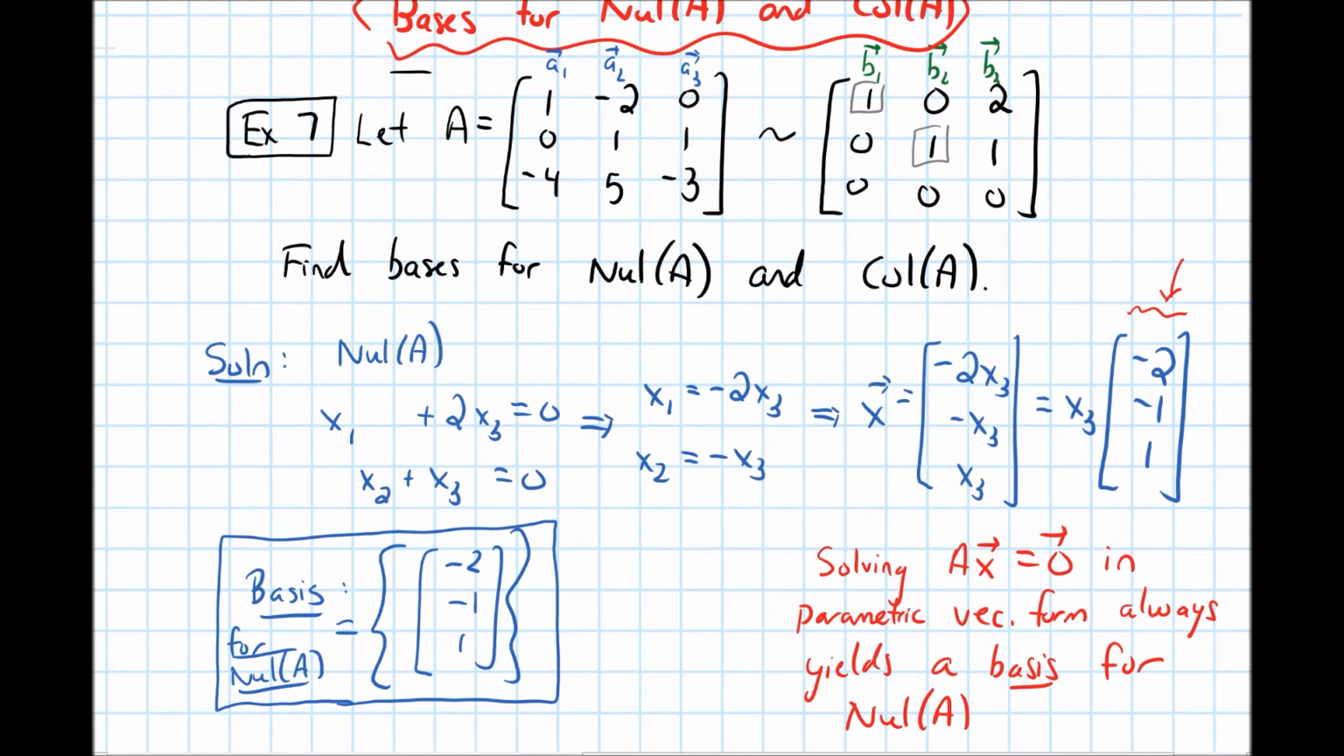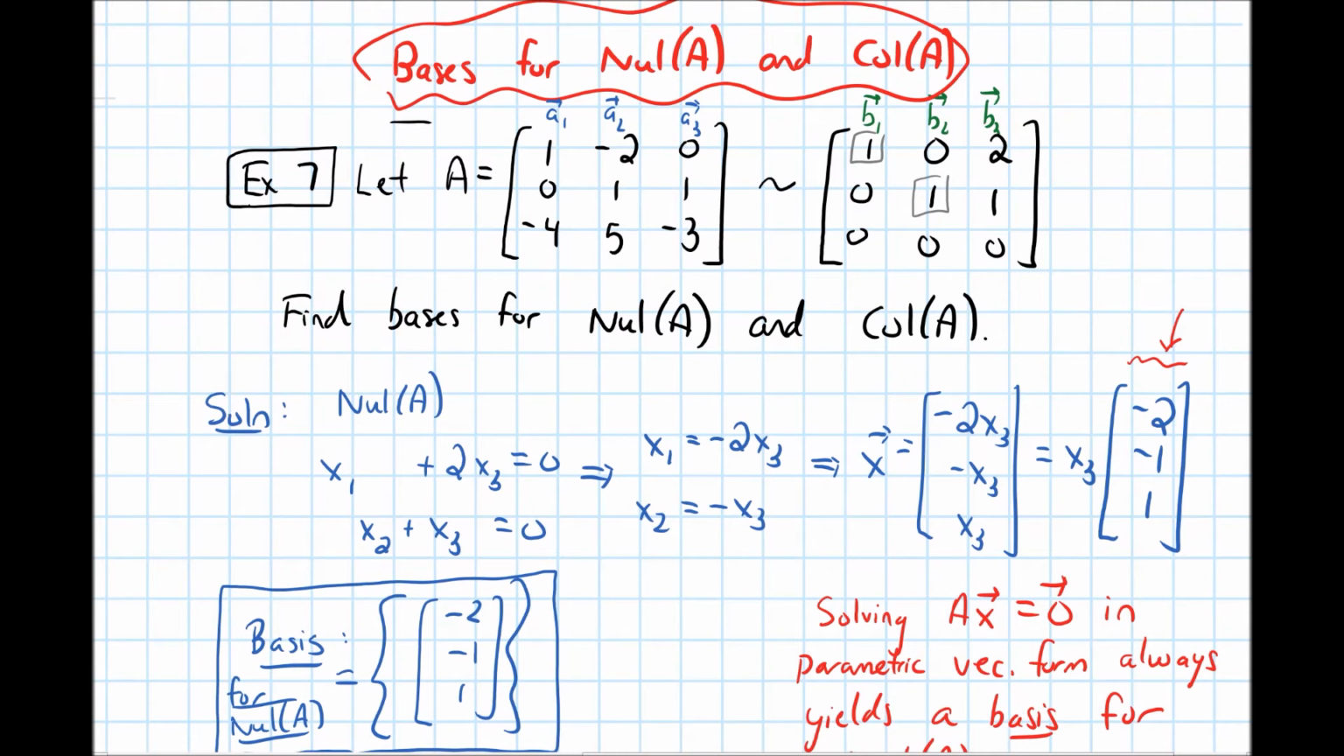Okay, so next let's talk about a basis for the column space. So for the column space, I actually need to make an observation first. If I look at my two matrices, both the original and the row reduced form, notice that in the row reduced form, when I look at the third column, B3, that's a linear combination of the other two. And I think you can pretty quickly see what the linear combination is. It's 2 times the first column plus the second column. That's how I'm going to get 2, 1, 0.